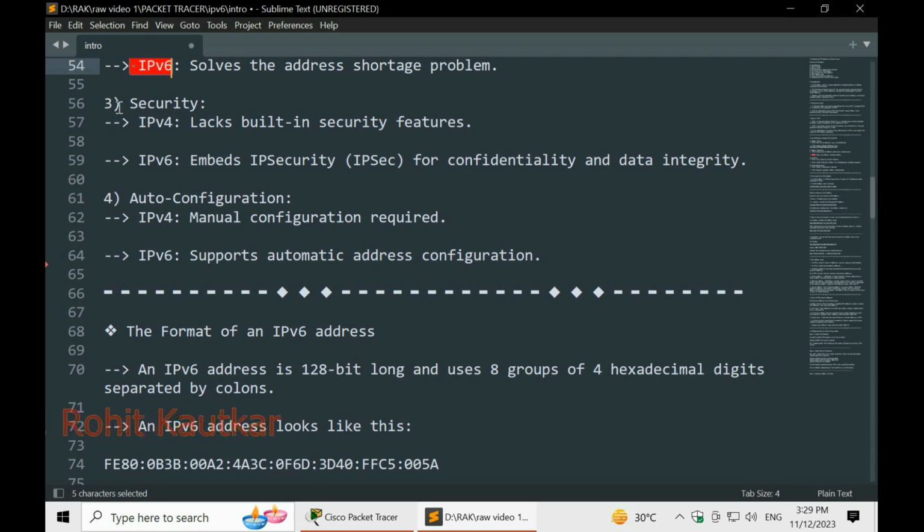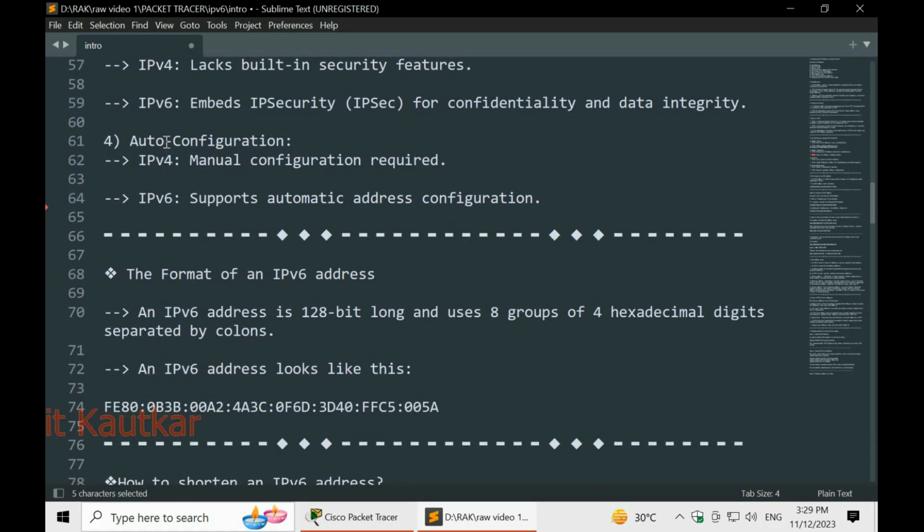The third point we have is regarding security. IPv4 was not employing any security. Built-in security features were not there while transmitting data. It basically depended on the higher layer protocols. If they used a certain security protocol, then only was security available in the communication. But in the case of IPv6, it embeds the IPsec protocol for implementing confidentiality and data integrity in the communication. That is an added advantage, so there is no dependency on higher layer protocols for secure communication.